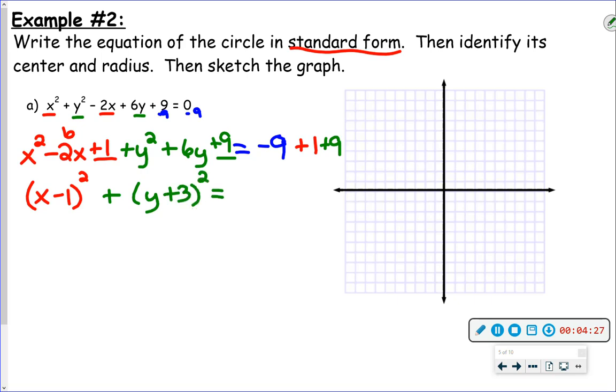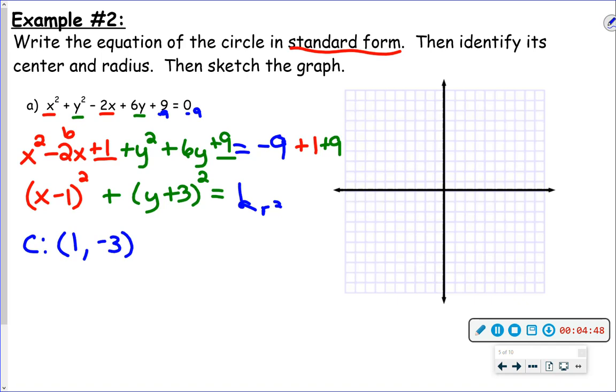I'm going to add up all this stuff over there on the right-hand side. 9's cancel. You end up with 1. So that's the most amount of work you're going to have to do today to get them into the form. Now, just like before, I'm going to jot down the center. I'm going to change the sign on minus 1 to 1. I'm going to change the sign on plus 3 to negative 3. And remember, this equals our radius squared.